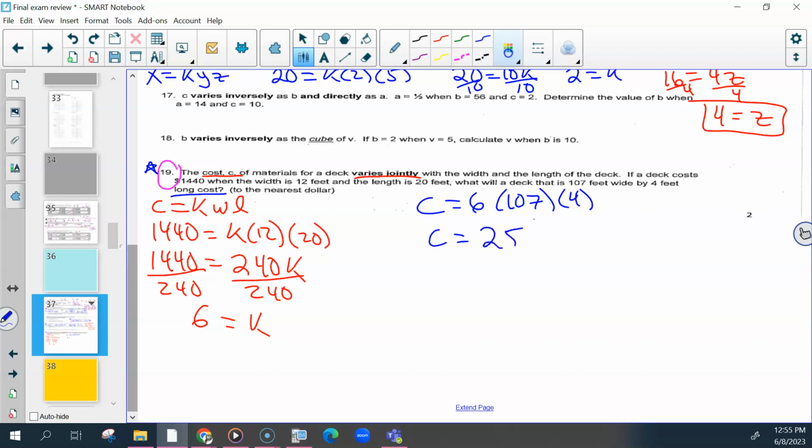2,568. So combine. Was there a decimal? Other questions in this section or on this page? Go on to the next.